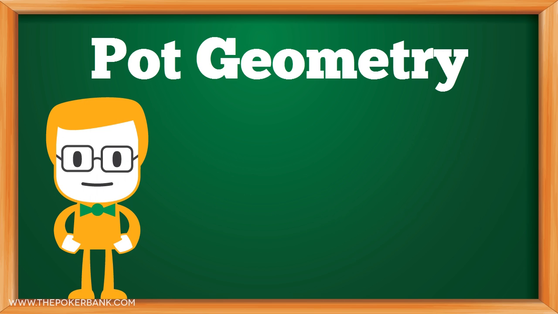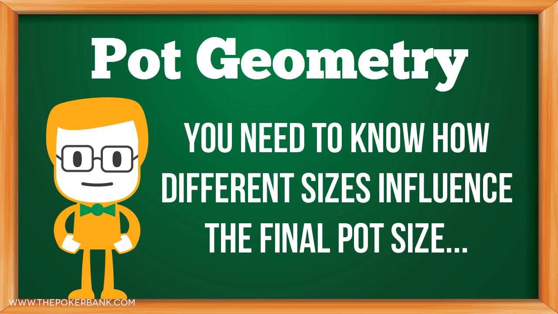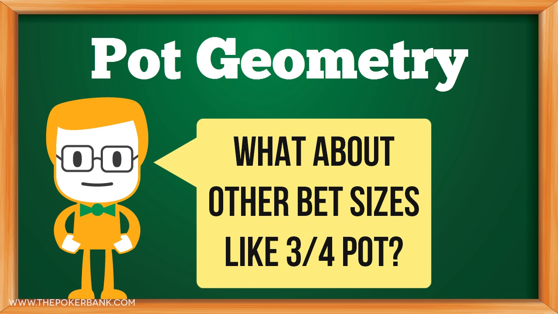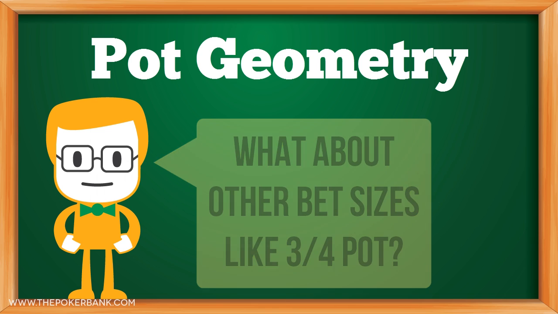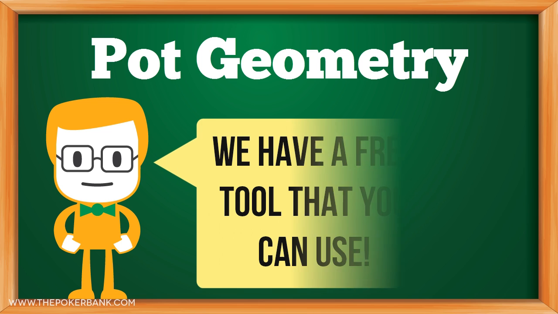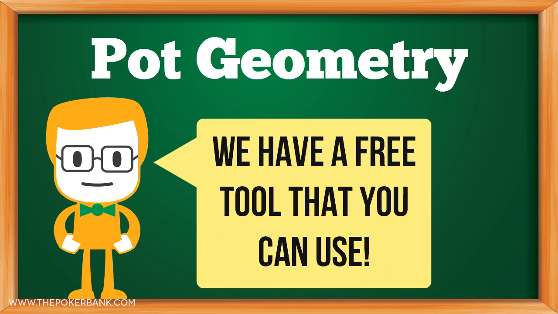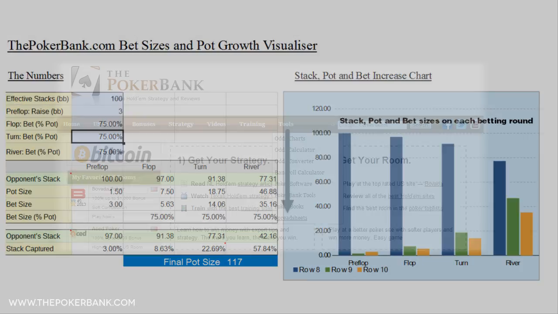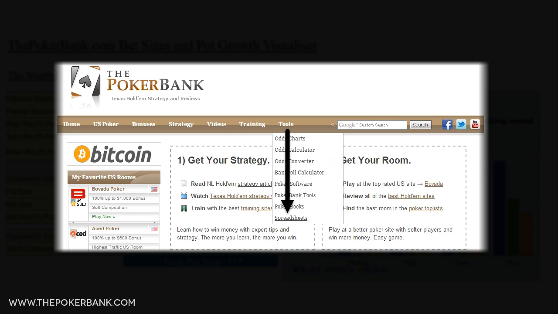Understanding the correlation between half, full, and 2/3 pot size bets and the final pot size is great, but what about other bet sizes like 3/4? Or what if you bet 2/3 on the flop and then full pot on the turn? Well, because today is your lucky day, you can use our free tool for further exploration. You can download this tool from the pokerbank.com tools spreadsheets or by using the link in the description box.